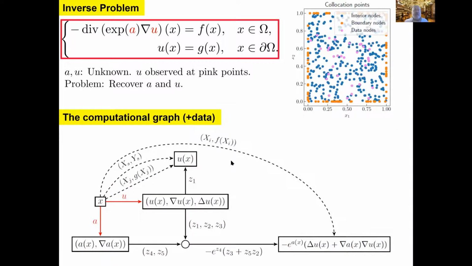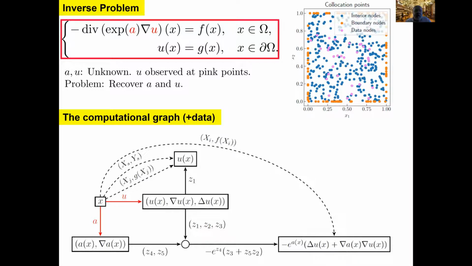Now, this method can naturally be extended to inverse problems. As an example, consider the problem of approximating the unknown solution U, and the unknown coefficient A of the following PDE, given F and G, and given the values of U at a finite number of data measurement points, which are colored in pink in this figure. We have about 40 of them.